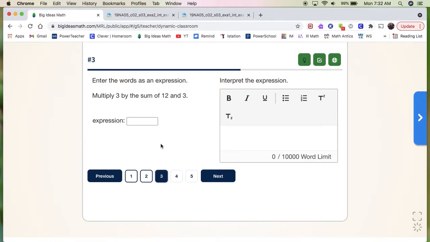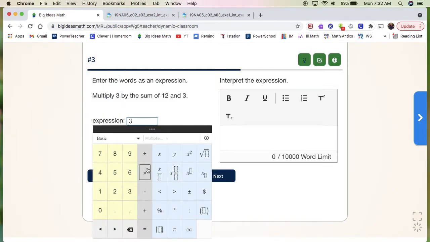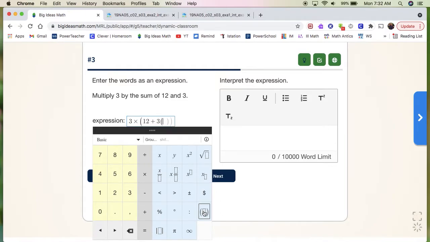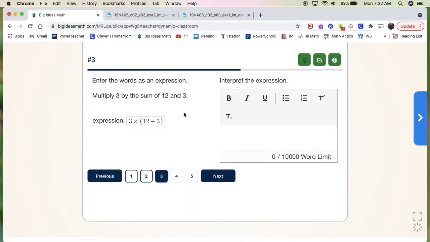This is to enter the words as an expression. So it says multiply 3 by the sum of 12 and 3. So we're going to say 3 times the sum of, that means add, 12 and 3. Oops, I keep doing that. I think if I just go on the outside. There we go. Multiply 3 by the sum of 12 and 3. That means we add 12 plus 3, whatever we get, we multiply that times 3. So it would be 15 times 3, 45.